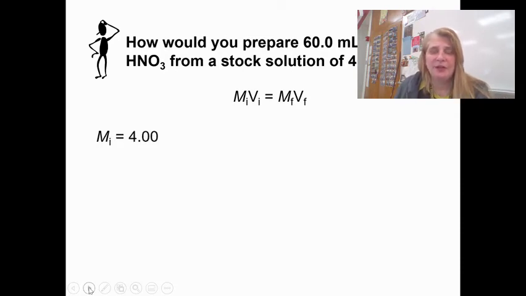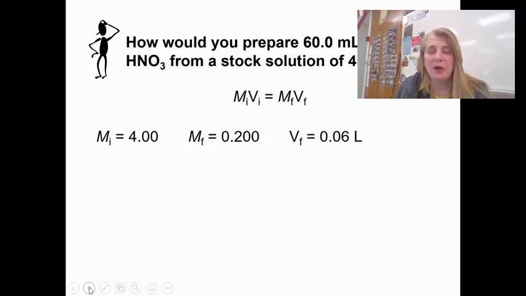So the initial molarity was 4. The final molarity we wanted to get to is 0.2. So I'm going to say that my smaller molarity is going to be my final molarity.